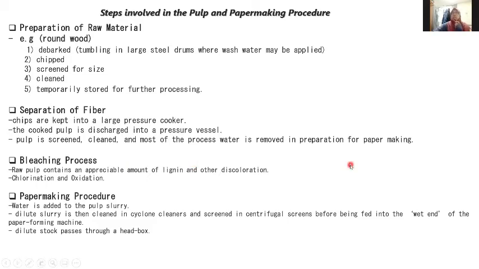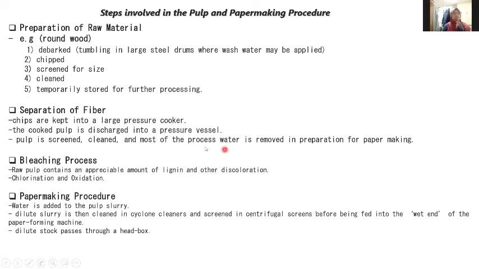After the digestion process, the cooked pulp is discharged into a pressure vessel. After that, the spent cooking liquor is returned to the chemical recovery cycle. In the second stage, after refining, the pulp is screened, cleaned, and most of the process water is removed in preparation for paper making.